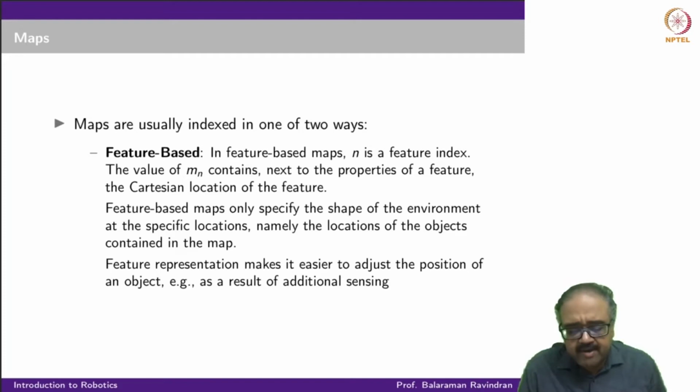Another advantage of feature-based representation is that it's easy to add additional features, and also easy to move an object around. I can adjust the position of an object on the map just by doing additional sensing or getting closer to the object, and therefore refine my position estimate of the object. So feature-based maps are easier to update, and I can do this without having to worry about verifying any of the other locations or objects in my map. I can just independently adjust the position of the new features.